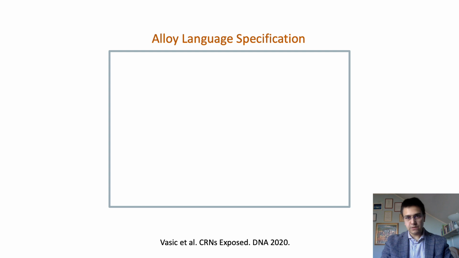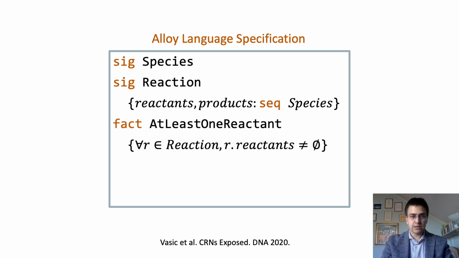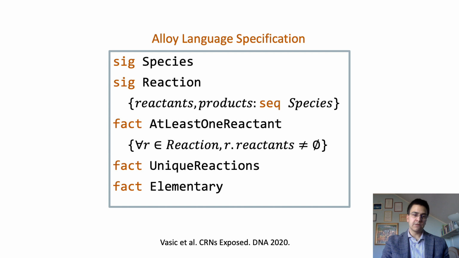So what we did is we used Alloy, which is a declarative language for specifying behavioral and structural properties of systems, developed at MIT, and we model CRNs using it. First, we have signatures for species and reaction. The reaction consists of reactants and products, which are sequences of species. And then we add certain facts. These facts actually constrain the system. At least one reactant means that all reactions have a non-empty set of reactants, which we expect. Then we add some other facts, that is, constraints.